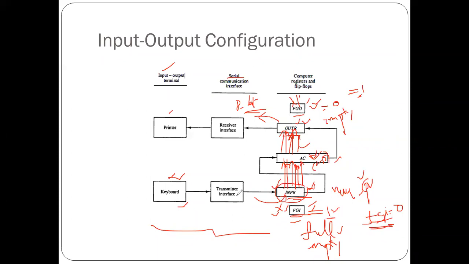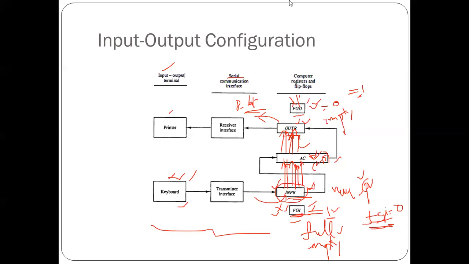Okay, so flags are cleared by the CPU, and they are set by the respective devices, indicating that the device needs a service from the CPU. The CPU service, if it belongs to the input flag, means that it has to read a character from the input device. It is a service required by the input device: reading a character. Similarly, if FGO is 1, it needs a service of the CPU, which has to send a character to the printer or to the output device.